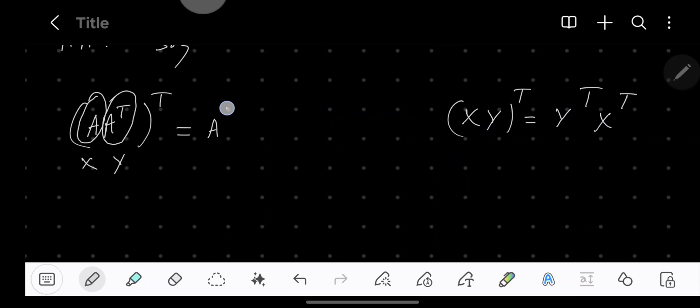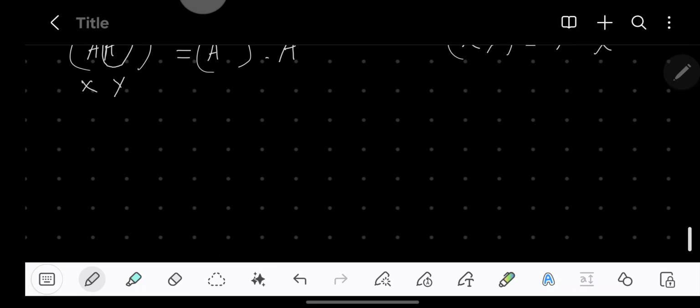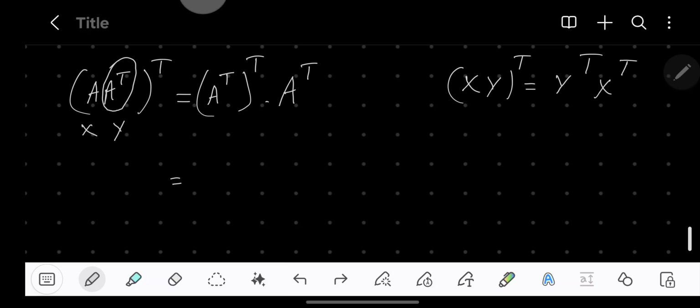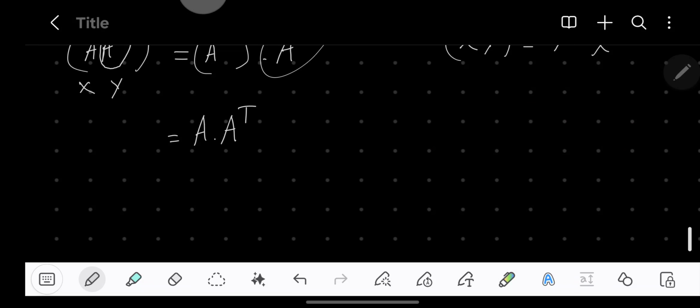So you will write Y first, and you will take the transpose of Y. Then you write X and its transpose. What is X? X is A. So I will write A transpose. What is this? A transpose whole transpose. By the first property, it is A. And this is A transpose.